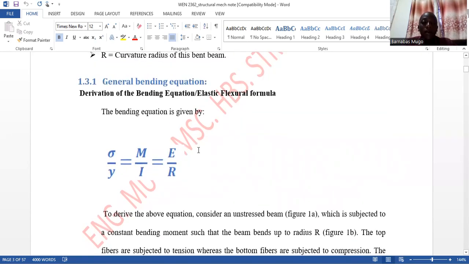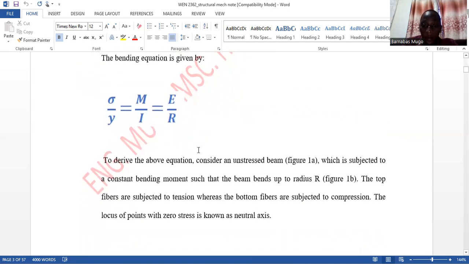We are then expected to be able to come up with the general equation of the bending moments. And when we are looking at the general equation of the bending moment, it is also called the elastic flexure formula. And I have said that the bending moment equation is the same as the equation of moment of resistance. And therefore, we are supposed to be able to come up with this equation in the derivation.